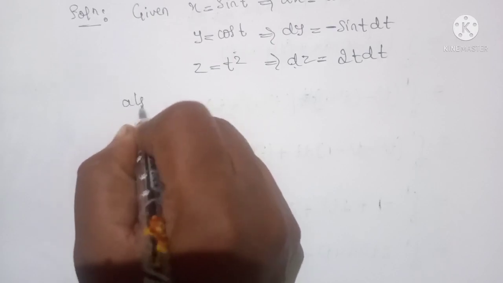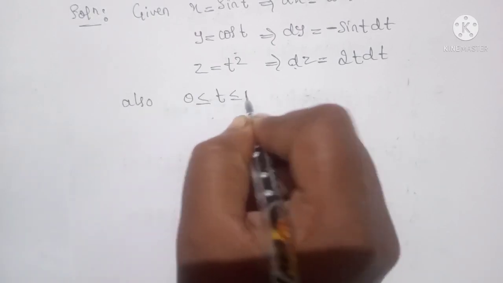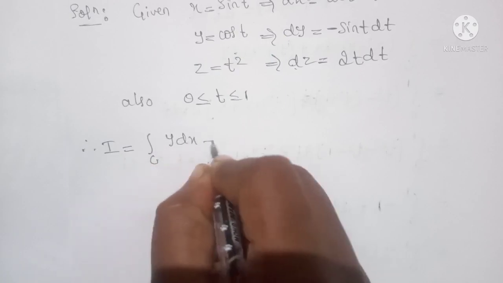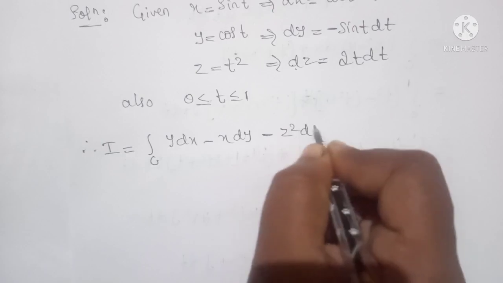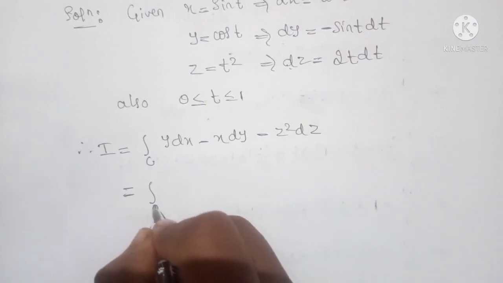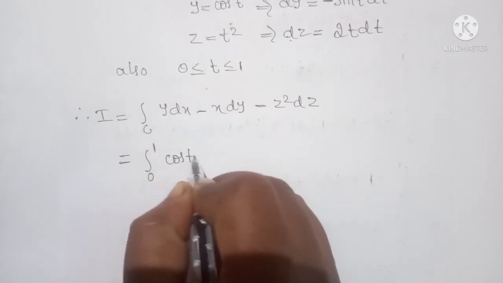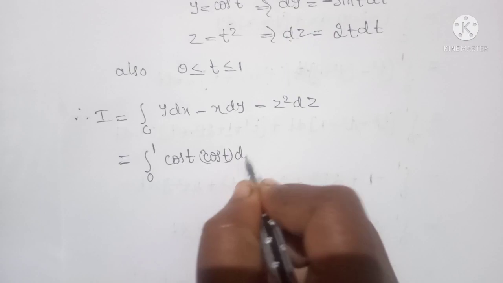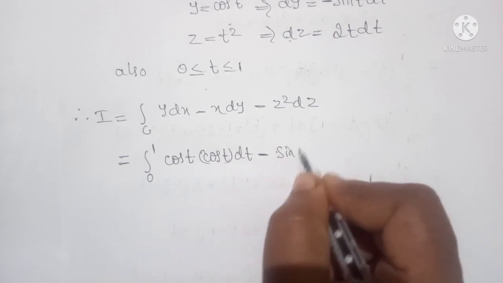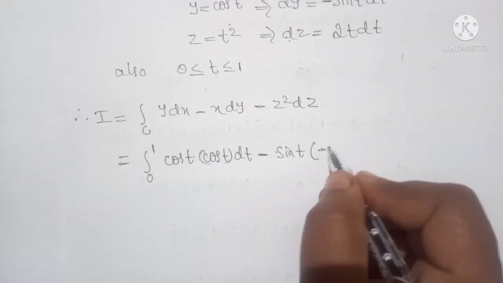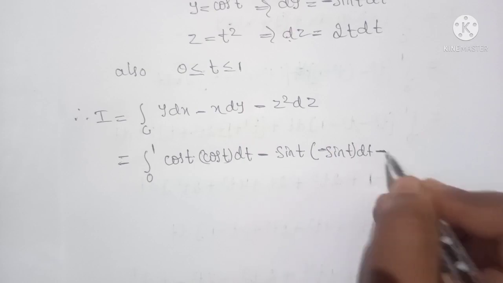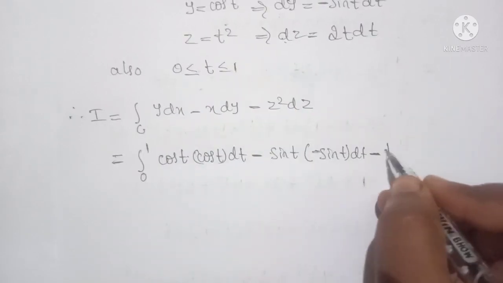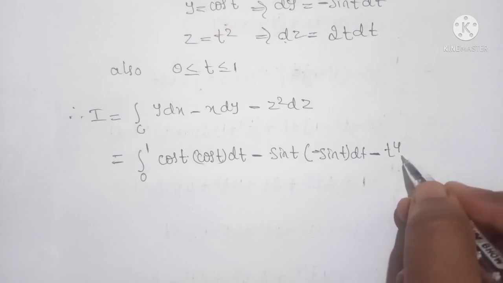Also given that t lies between 0 and 1, so the given integral, the integral of y dx minus x dy minus z square dz, is equal to the integral from 0 to 1, where the y value is cos t into dx, the value of dx is cos t dt, minus x value sin t into dy value minus sin t dt, minus z square, where z is t square, so squaring it we get t power 4, into dz value 2t dt.